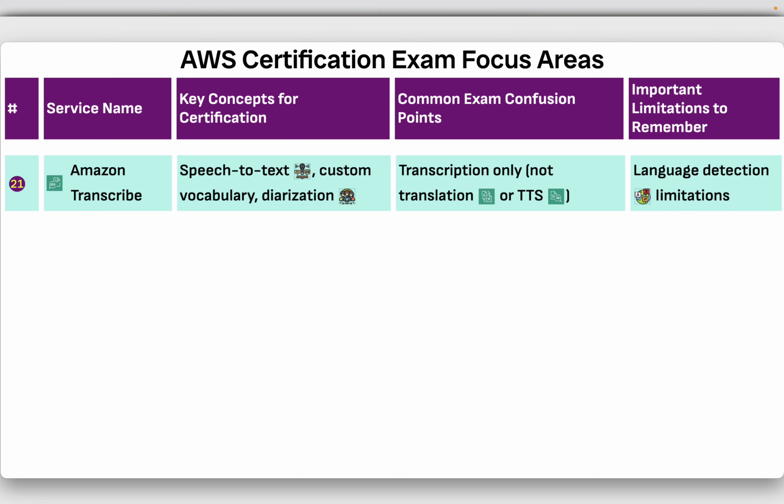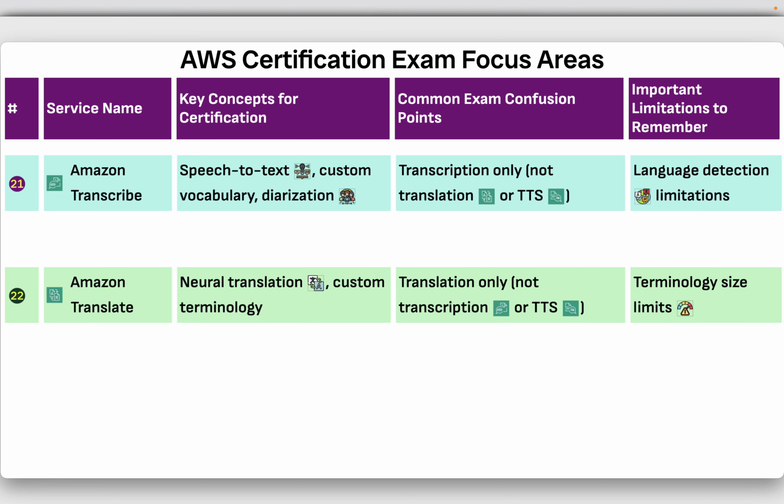Next service is Amazon Transcribe. Key concepts for certification is it is speech to text, and it supports custom vocabulary and speaker diarization, which is basically identifying the speakers, like how many speakers are there. Common exam confusion points are it is transcription only, not translation or not text to speech. TTS is Polly. Important limitations to remember is language detection limitations.